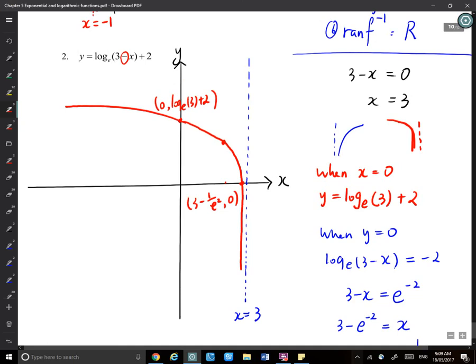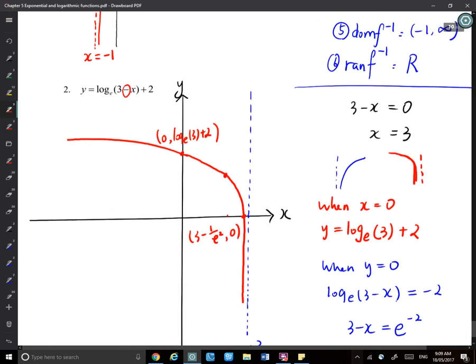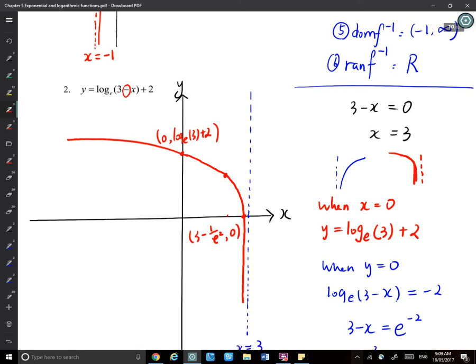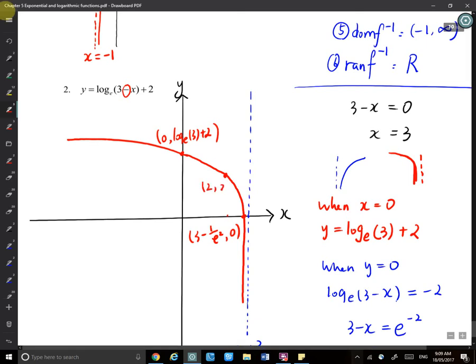I always want to find an interesting point, where I make the bracket become 1. So when x equals 2, it is log e 1, and log e 1 is 0. Why do I want 1? Because 1 will give log equal to 0. So when x equals 2, log e 1 is 0, and 0 plus 2 is 2. So you have another point at (2, 2) as well.